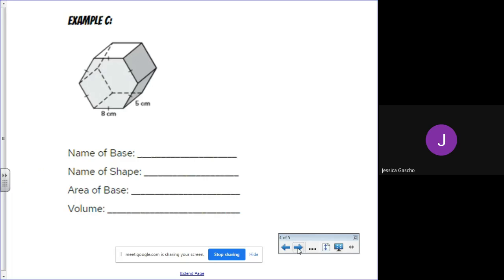Fun times. We have a regular polygon. If we count those sides, 1, 2, 3, 4, 5, 6, we have 6 sides, which makes that a hexagon, or a regular hexagon. Since we're extending it by that length of 5 centimeters, we'll call it a hexagonal prism.